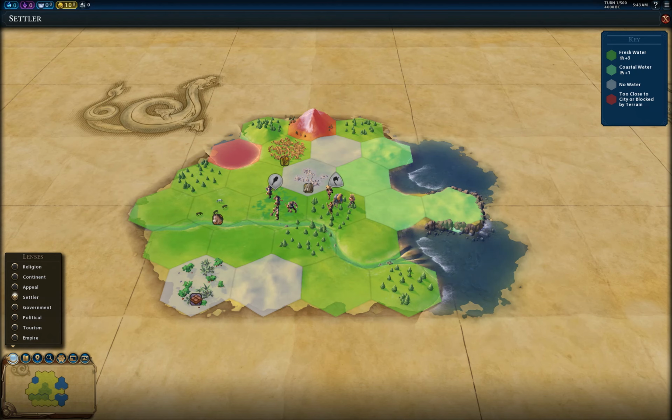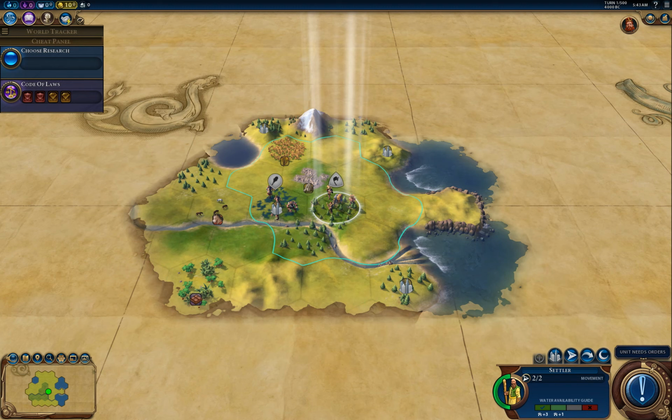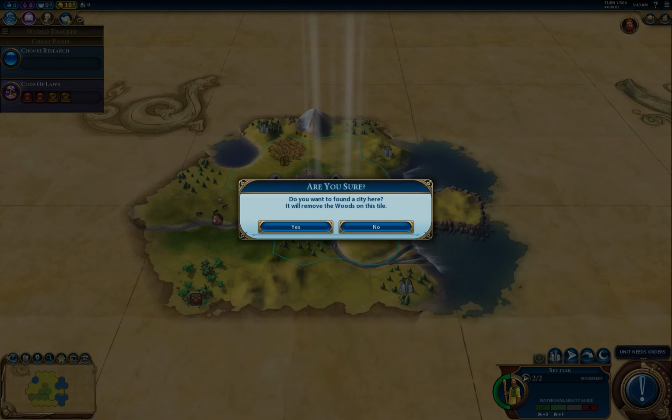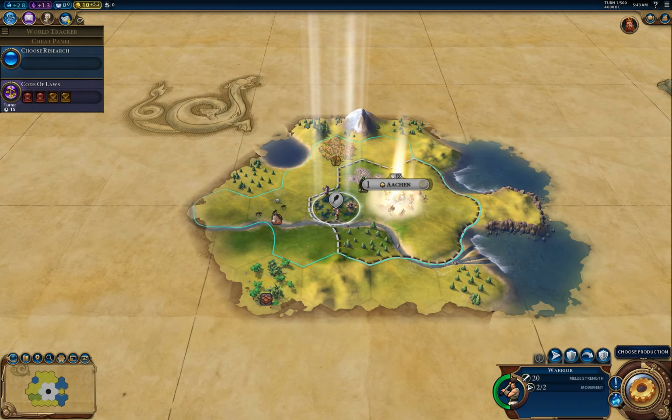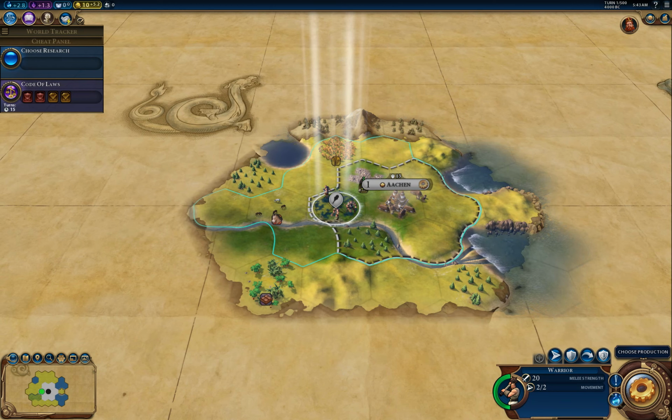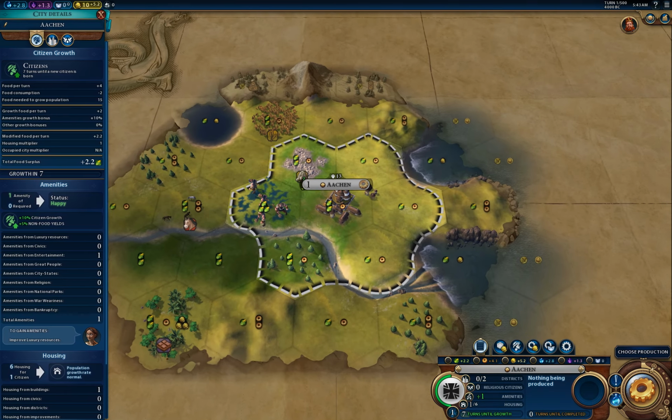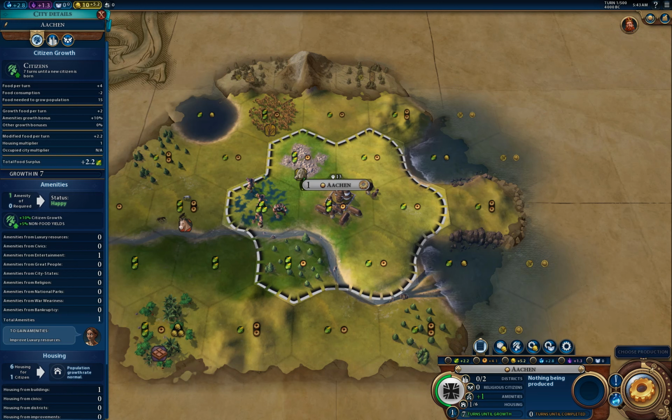All right, so let's go ahead and settle this guy in. We're just going to remove the woods. And if we hit the city details now, I'll show you that. Look at that. 6 housing. We got that +3 bonus. So pay attention to that when you're first starting your city.